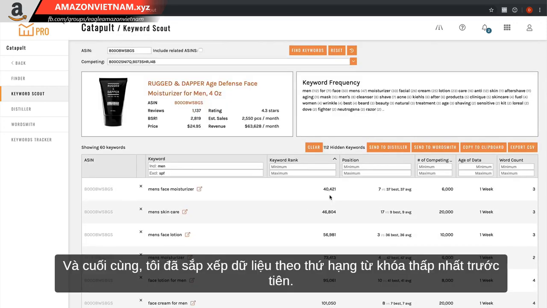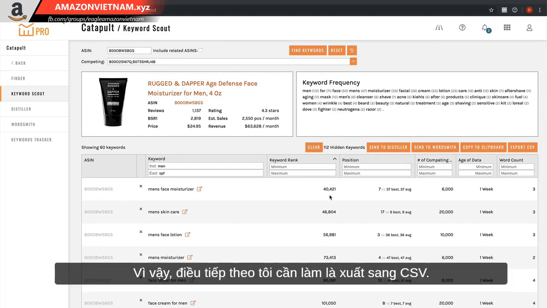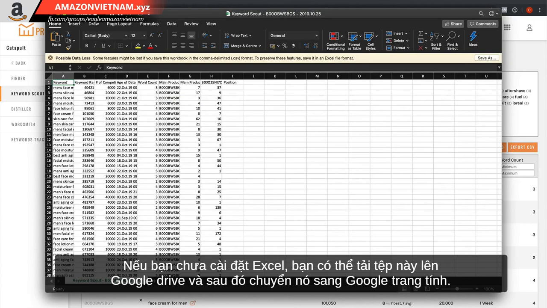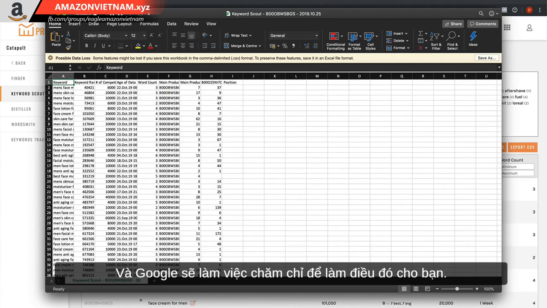And finally, I've sorted the data by lowest keyword rank first. So the next thing I need to do is export to CSV, and then I'm going to go ahead and open this in Excel. If you don't have Excel installed, you can upload this to Google Drive and then convert it to a Google Sheet. And Google will do the hard work in doing that for you.